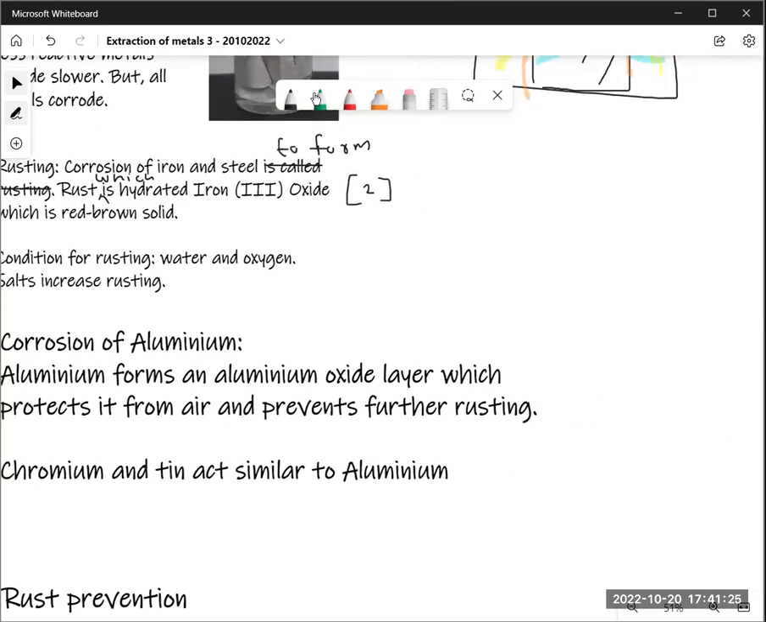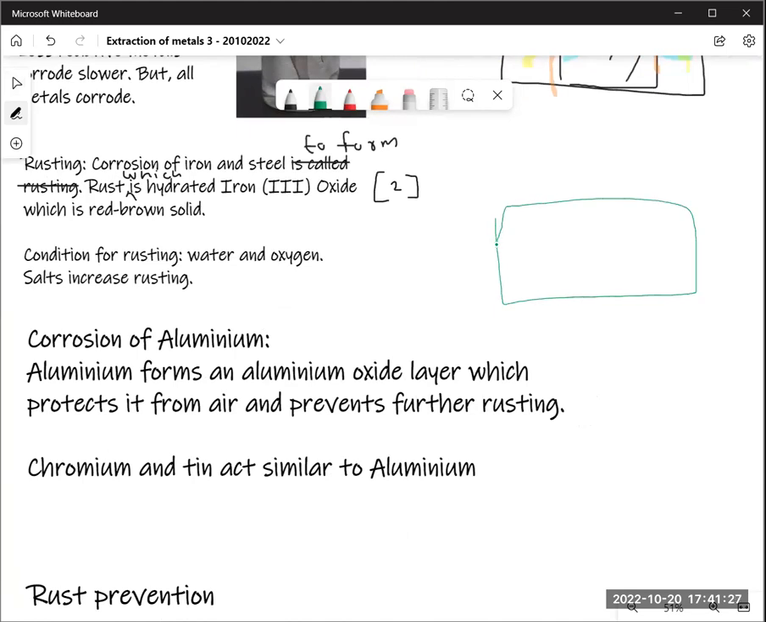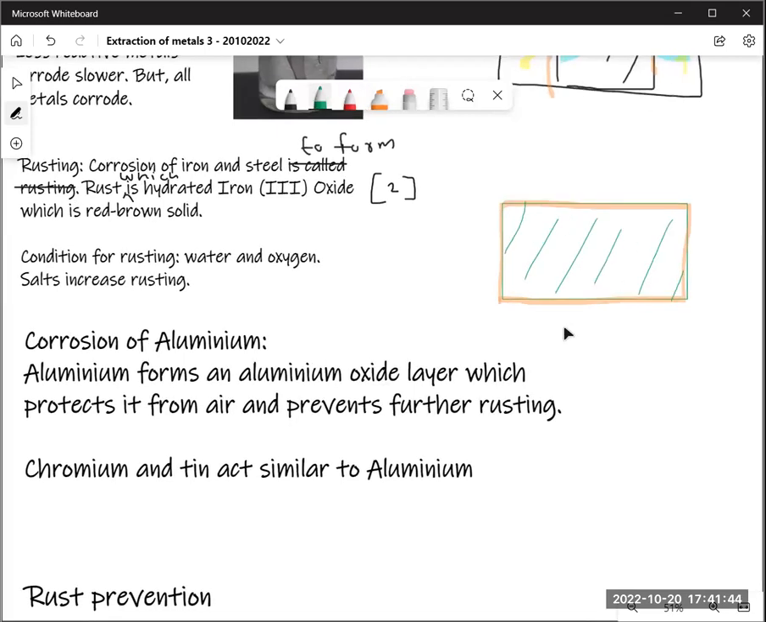What does this mean? If I have a metal like this, it will form a little bit of rust, a small layer like this, but then it stops. This layer does not come off, and all the other things inside it, the green stuff, will not rust further.